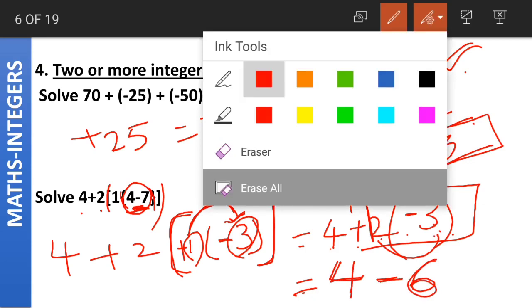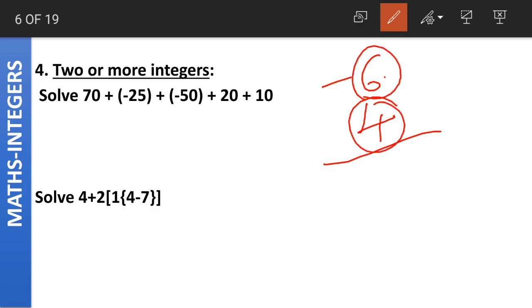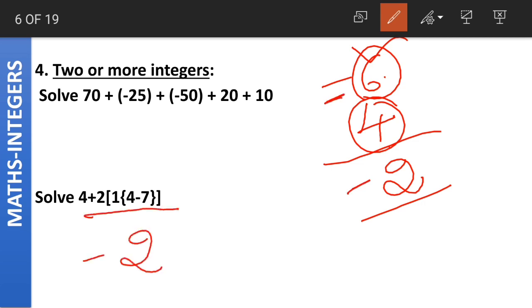Now what is the answer of 4 minus 6? How do we solve this? We subtract the smaller absolute value from the larger absolute value. 6 minus 4 is equal to 2, and 6 is the number with higher absolute value. It has the negative sign, so we put a negative sign for the answer as well. Now what is the final answer for this equation? The final answer for this equation is minus 2.